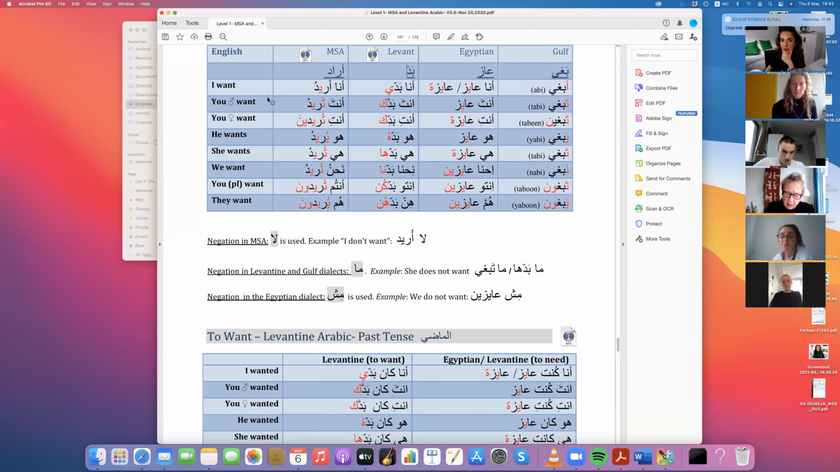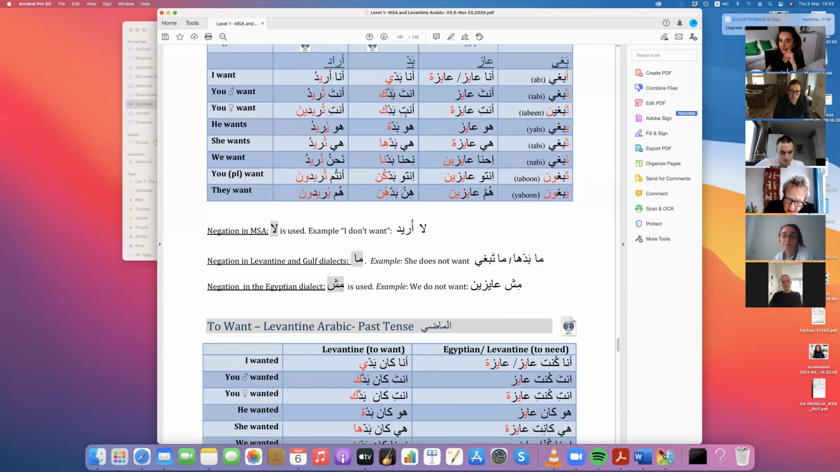So ana, I want, is badi. Inta, badak. Like, Western people have the tendency to say barak, a bit the English way. It is inta, badak. It's a double dal. You see, there's a shadda on the dal, so you should stress on the dal. Badak, badak.